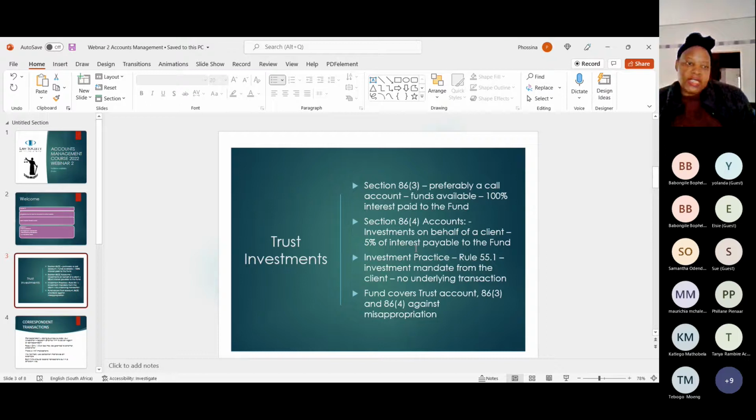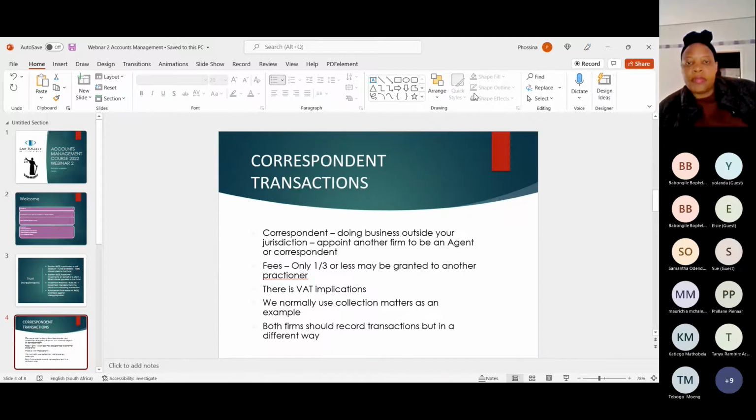So what we'll do is that I've got a question that I've given you. I'm just going to discuss the various sections, and then from there, we'll apply bookkeeping to these transactions that we'll be having. So our next line item is correspondent transactions. Okay.